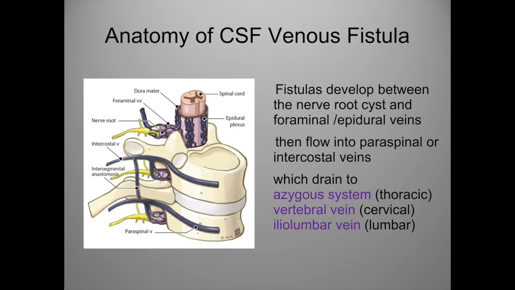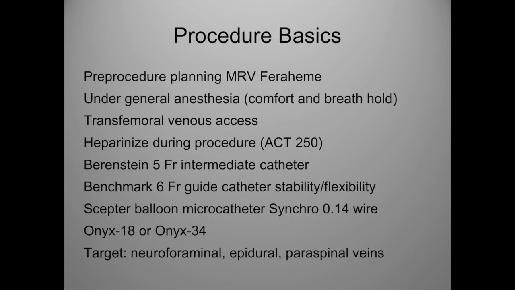Basic anatomy, there's a fistula around the spine and the thecal sac, and that goes into the paraspinal or intercostal veins. Can also be internal or external epidural plexus to the base of vertebral vein, various different combinations. But basically, we go to the azygos system for thoracic levels, the vertebral vein for the cervical levels, and the iliolumbar and other veins I'll describe for the lumbar segments.